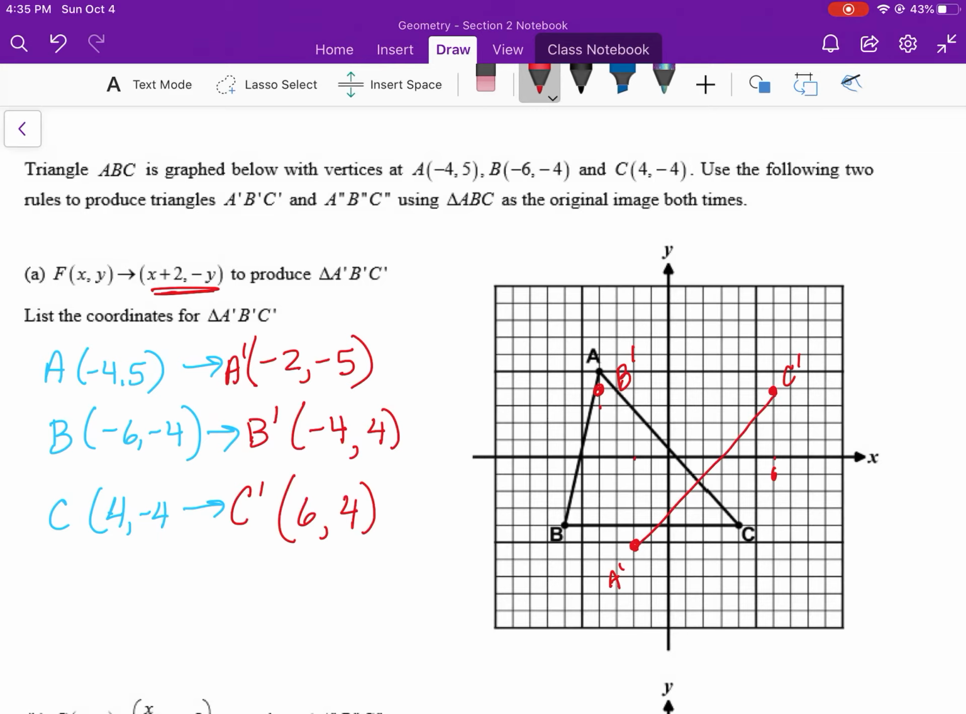So now notice my triangle might be upside down, but it's still the same basic shape. I got a straight horizontal line for BC. So that's good. This still doesn't seem right. Is this right? Did I do this right? Negative 4, 4. Negative 6 plus 2. No, that's right.